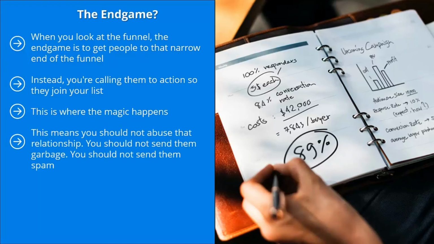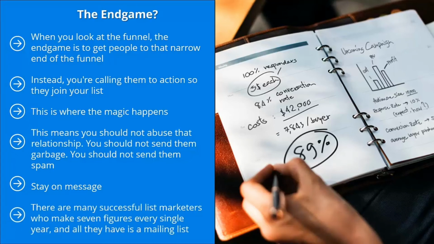This means you should not abuse that relationship. You should not send them garbage. You should not send them spam. And by spam, I'm talking about material that is not related to the topic of your list. Stay on message, because if you're able to do this, you would have a tremendous opportunity to shape the conversation and continue to sell and convert your list, not just once, not just twice, but over the long haul.